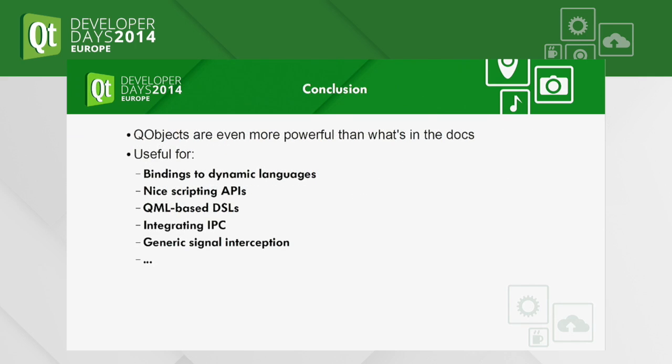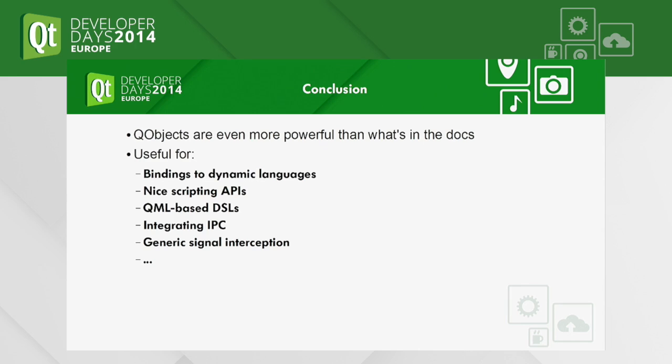So what I wanted to show you is that QObject is actually even more powerful than what the documentation advertises if you dare looking into the internals and actually do some of the stuff yourself. And I mean, there's plenty of use cases for this. Anything interacting with dynamic languages, anything that is only defined at runtime, like IPC systems. We are seeing several QML-based domain-specific languages appear. That's where this can come in really handy.